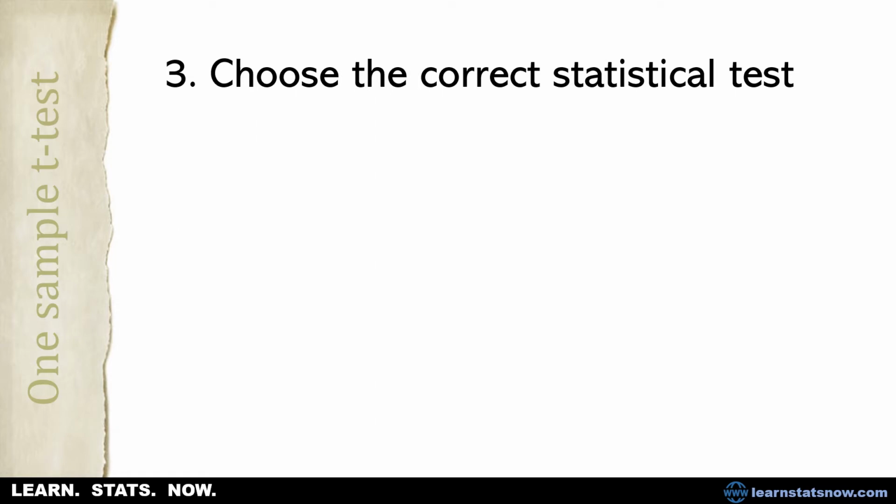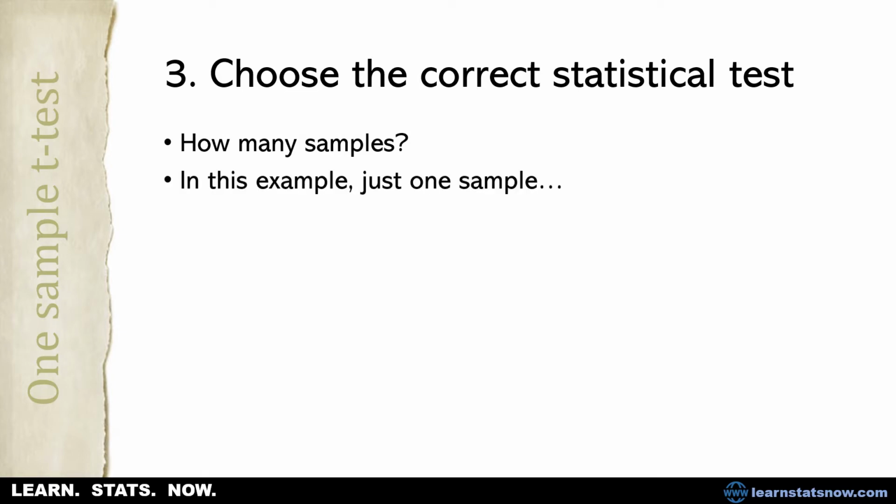Now we need to choose the correct statistical test, and we have a hint already. Obviously, we're going to be doing a one sample t-test, but the step here is to choose the correct one. Sometimes it's not simply given to you what test to run, right? So how many samples do we have? Well, in this example, we have just one sample. Okay, it's going to be a sample of temperatures from the most recent month in September.